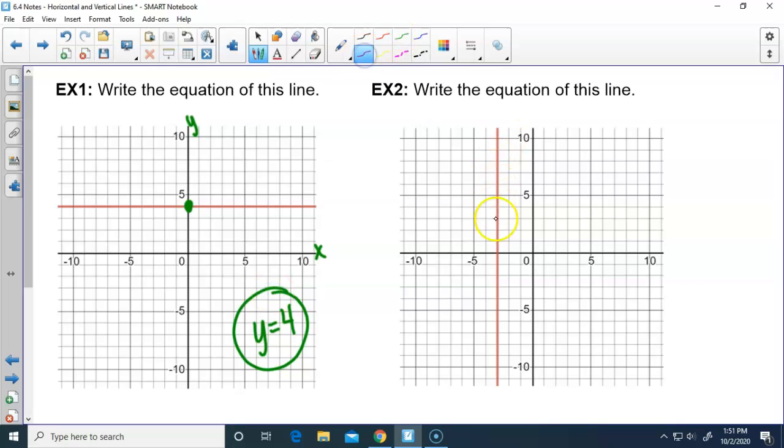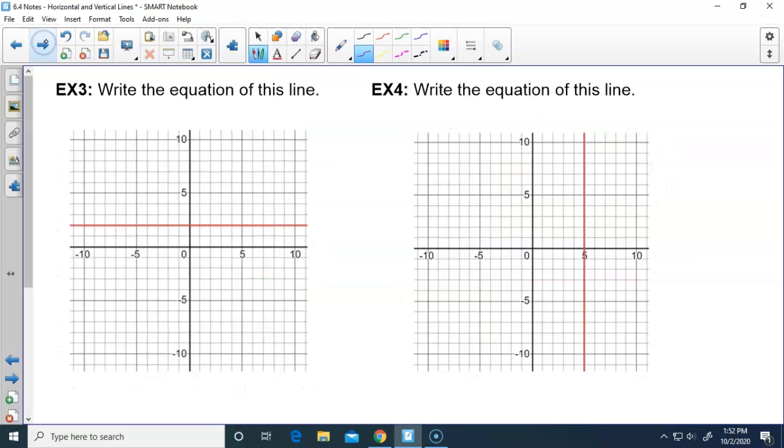For the next problem, I have a vertical line. And anytime I have a vertical line, I know the equation is going to be x equals a number. So I'm going to look. I know I've got x and y axes. I'm going to look at the x-axis. I'm going to see where this graph crosses that x-axis. And it's right here at -3. So x has to equal -3 for the equation of this line.